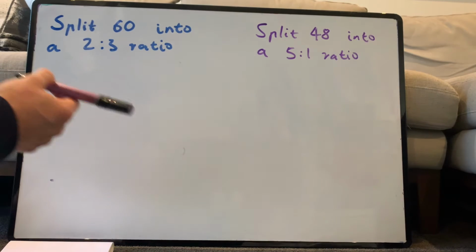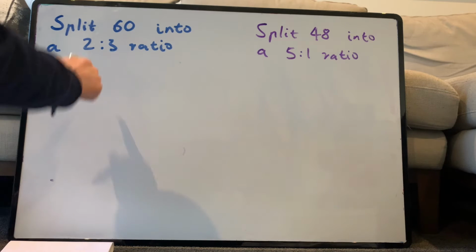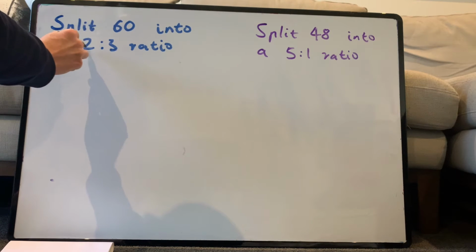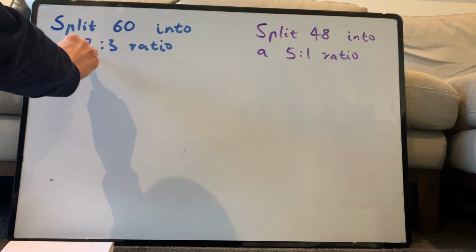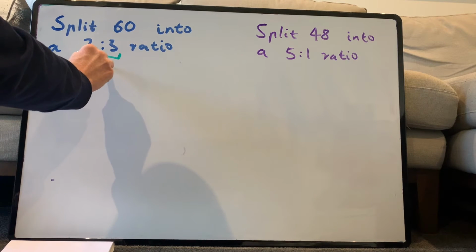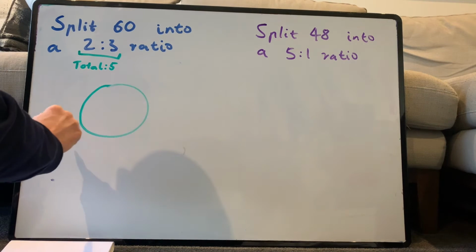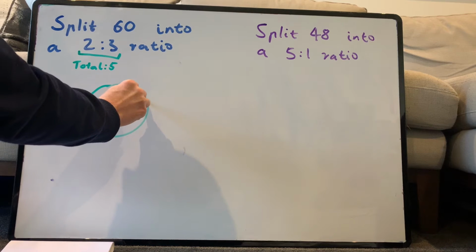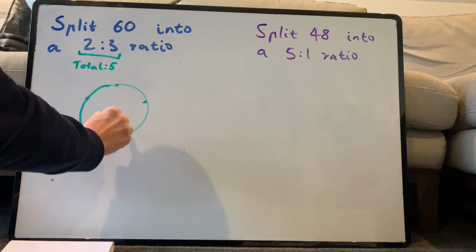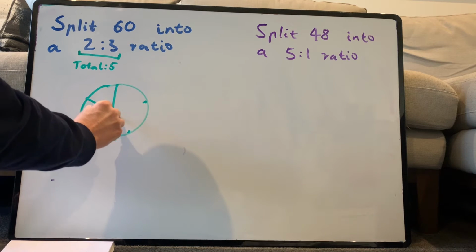Here's what we've got to do. We start with the total number of pieces. What do I mean by that? This side of the ratio there's 2 pieces and this side there's 3. So in total we have 5 pieces. We're going to draw up a nice little circle that we're going to split into 5 because there's 5 pieces.